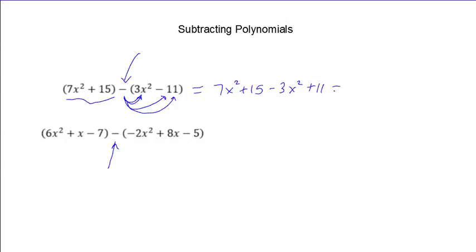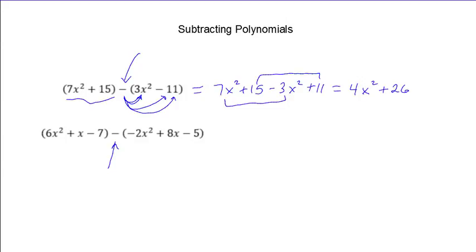At this point, I collect my like terms. So I have 7x squared minus 3x squared. That is 4x squared. If you remember what I told you in the collecting like terms video or the adding polynomials video, you do not touch the powers when you add your like terms. And then the 15 and the 11 gives me plus 26.